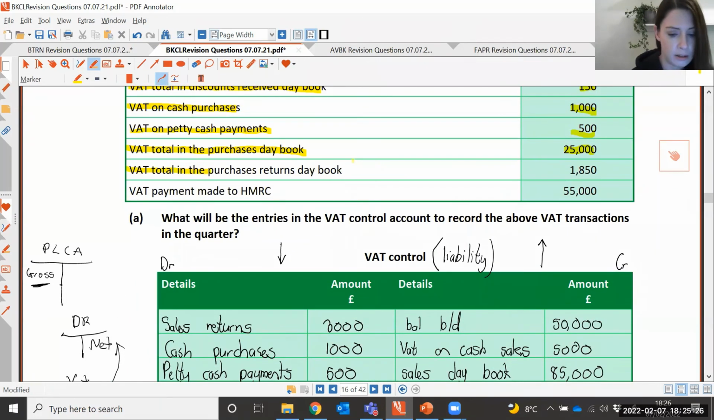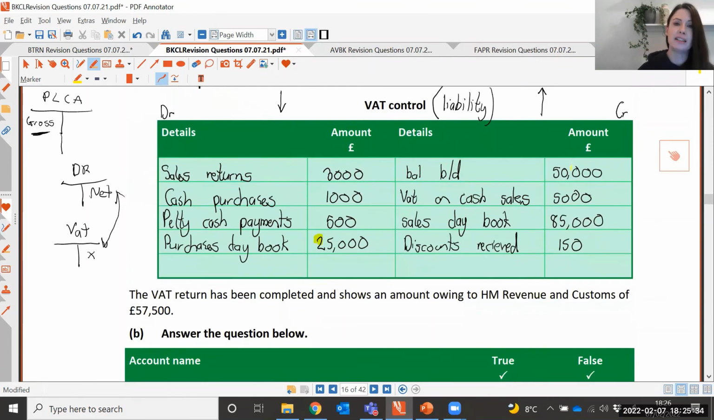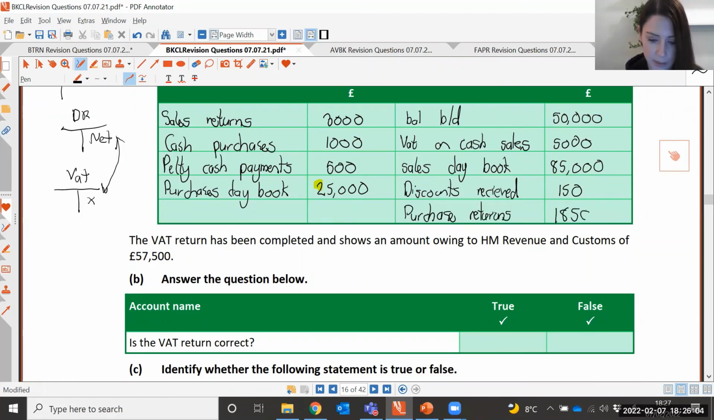And then the VAT total in the purchase returns day book. So this will be a credit, yeah. As long as you remember which side the sales goes on, then you know the sales returns has to be the opposite. Same with purchases. If you remember that any type of purchase we can reclaim, so it goes on to the debit side of the account, then purchase returns has to be on the opposite side, a credit. What was it? 1,850.